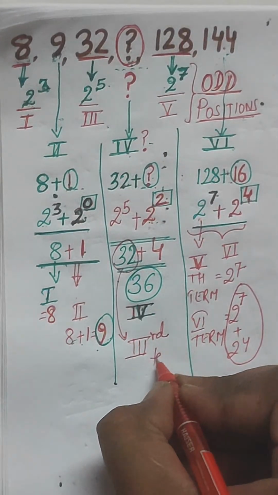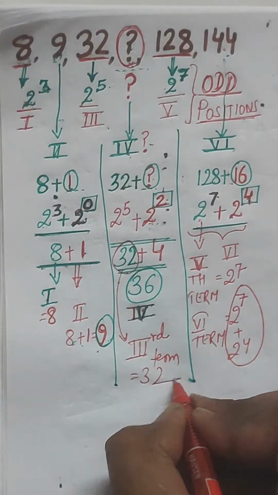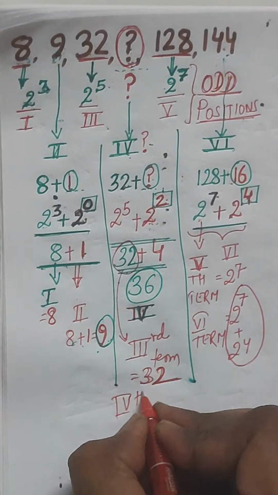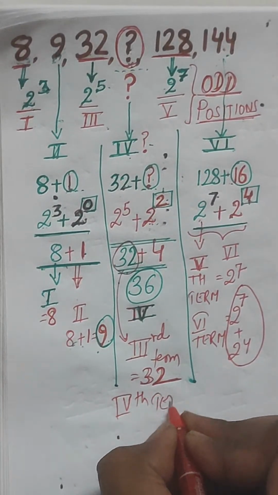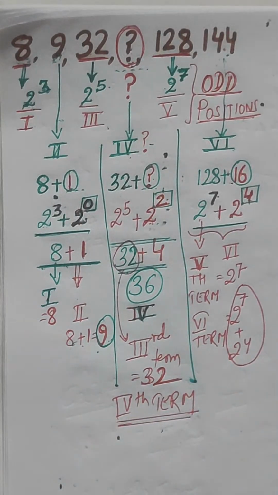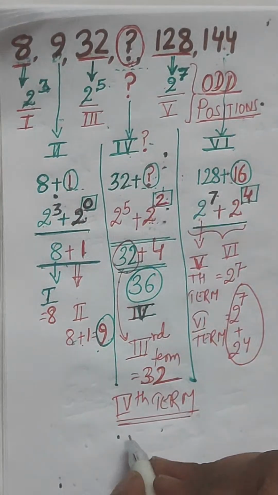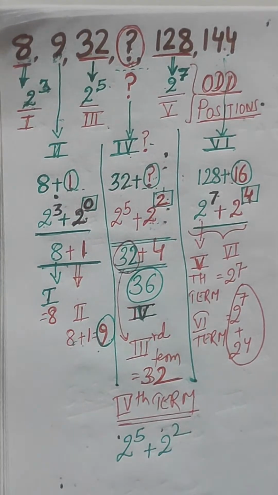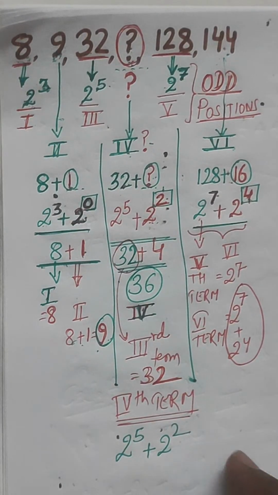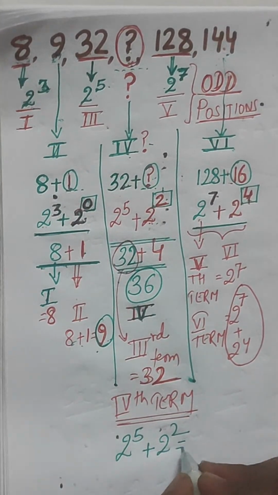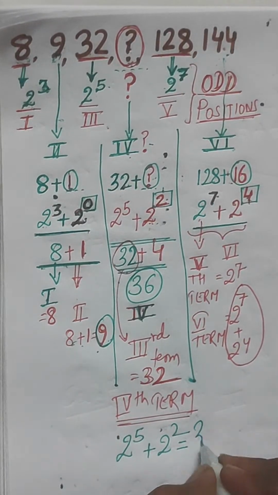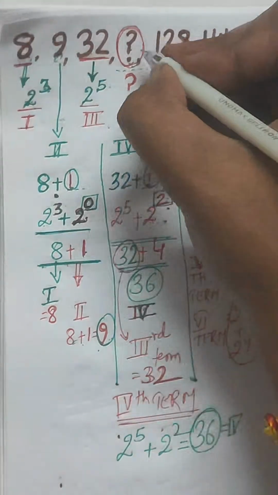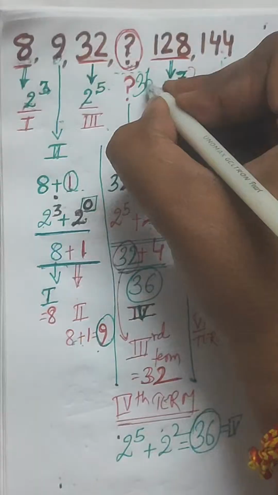This is the third term. Third term is 32, right? And the fourth term, which is your question mark, is given as, here you can see, 2 power 5 plus 2 power 2, right? So in this way this sequence is followed, and this will give you 32 plus 4, that is 36. So 36 is the fourth term. So in place of the question mark, you can write 36.